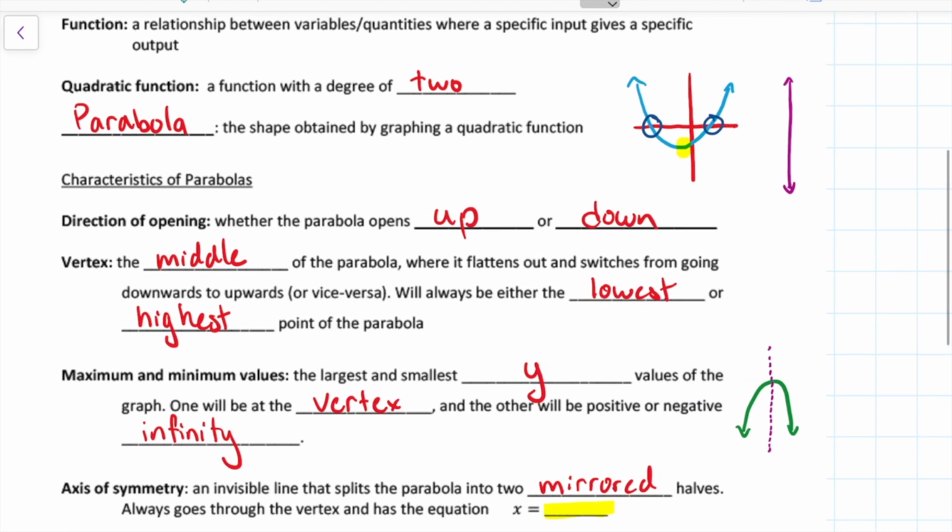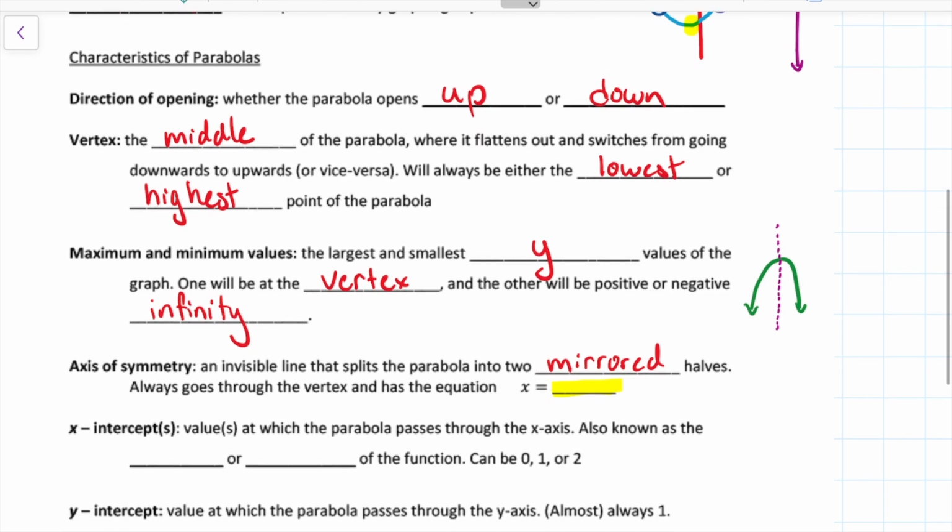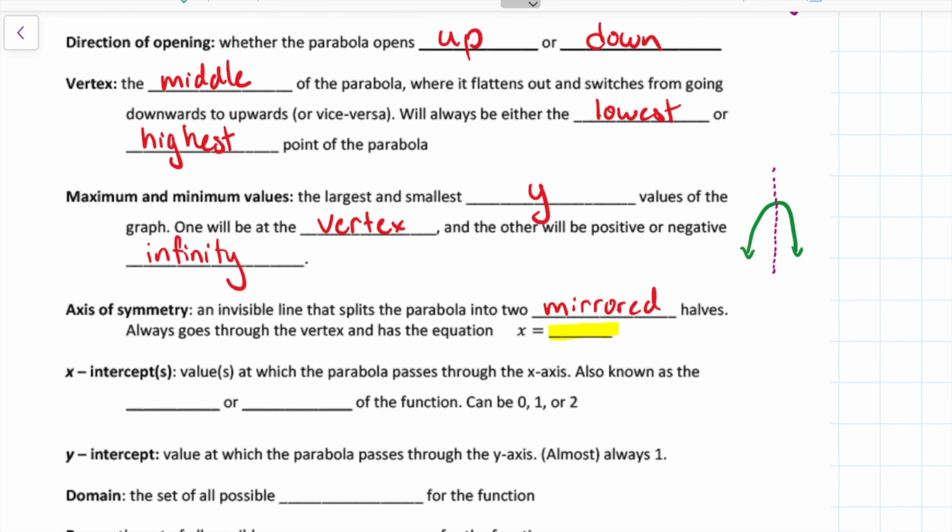You can see in this case there are two. That's not always going to be the case. Sometimes you'll have 0, sometimes you'll have 1, sometimes you'll have 2. It depends on where your vertex is and which direction your parabola is facing. You can see that down here. It says there can be 0, 1, or 2. Those x-intercepts are also called zeros or roots. So you need to know those names too. People use them fairly interchangeably, but sort of for different reasons.